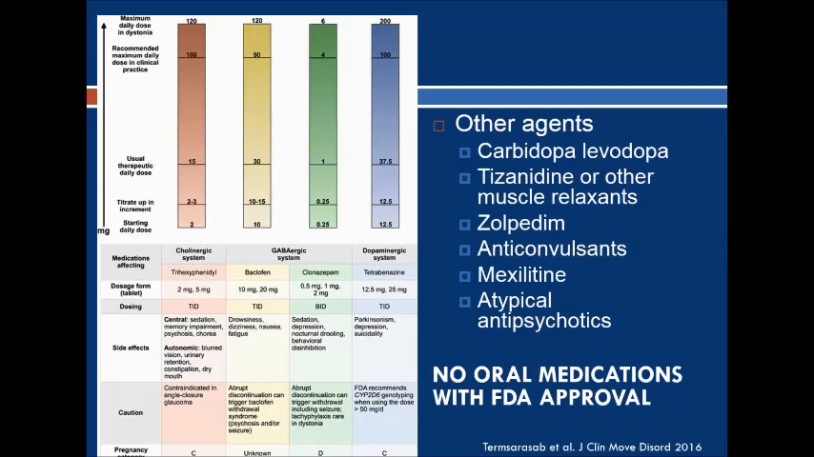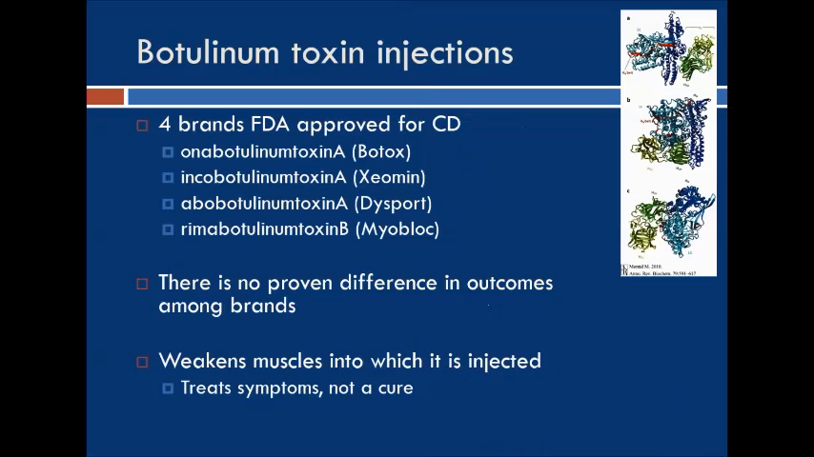Then I show you the other agents that have been used, and you can see that it's really a mishmash of different types of medication that in some people may be of some benefit. So we do try different medicines in those patients that prefer oral medications to treat their dystonia. However, it's important to recognize there are no oral medications that have FDA approval for the treatment of dystonia or for cervical dystonia. In the next slide.